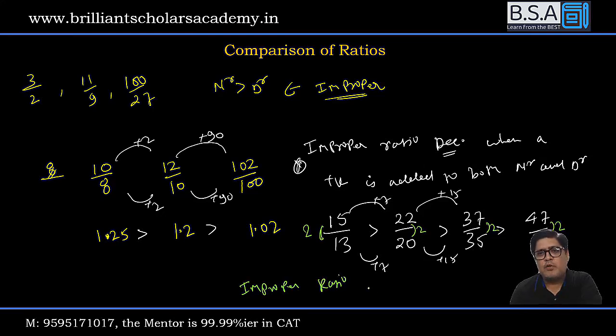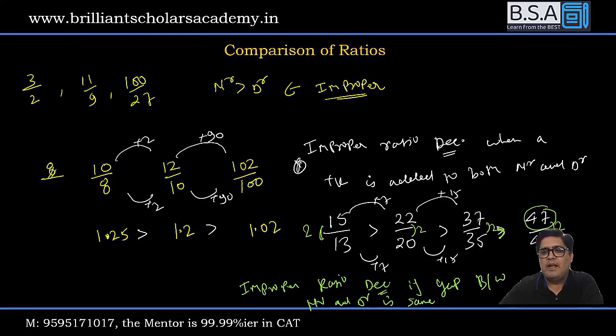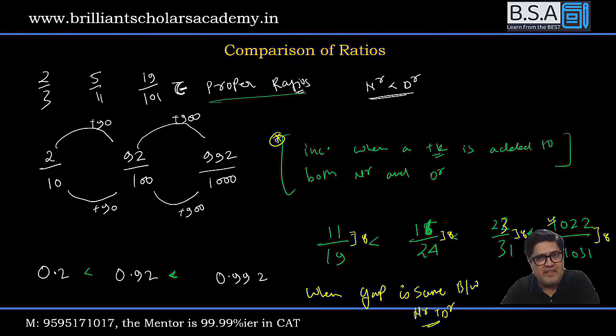An improper ratio decreases if the gap between numerator and denominator is the same. See, this is the largest number. This is the largest number. And that is the smallest ratio. It is reverse. It is exact opposite of the previous case.